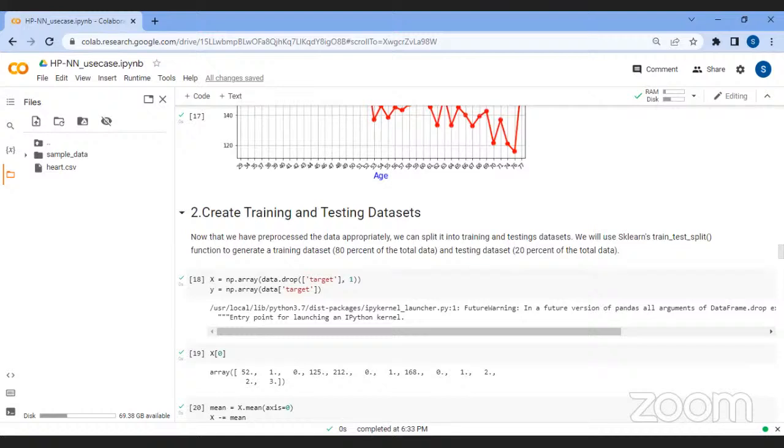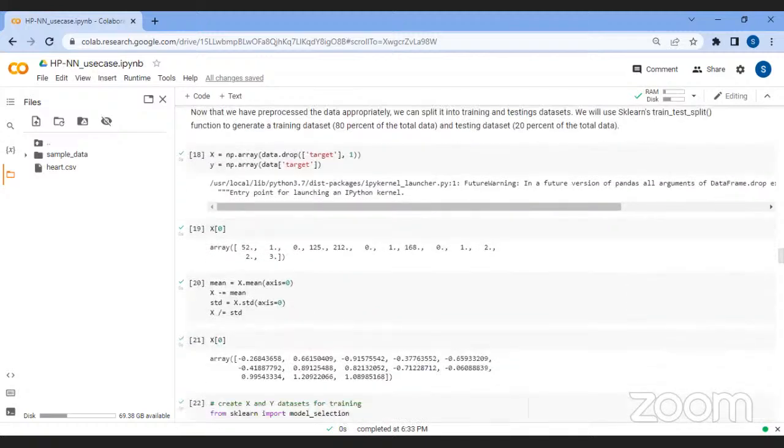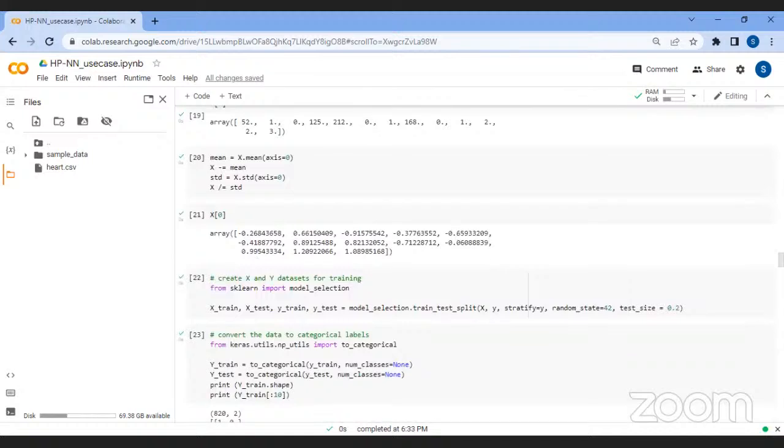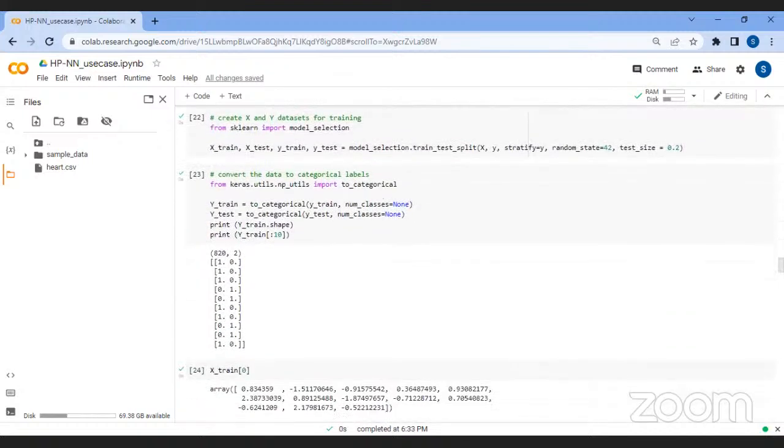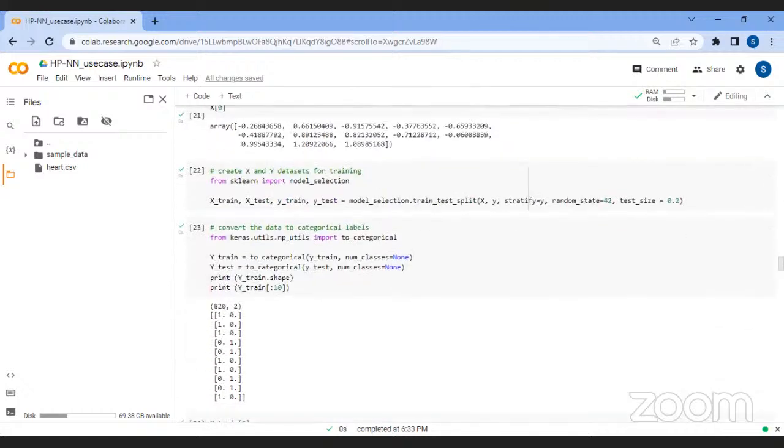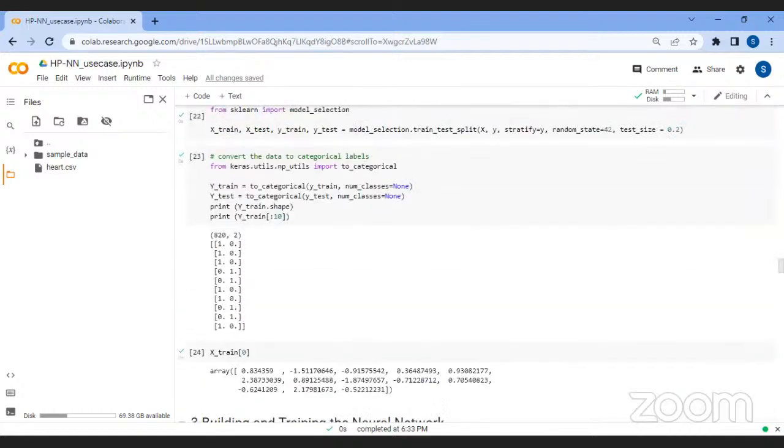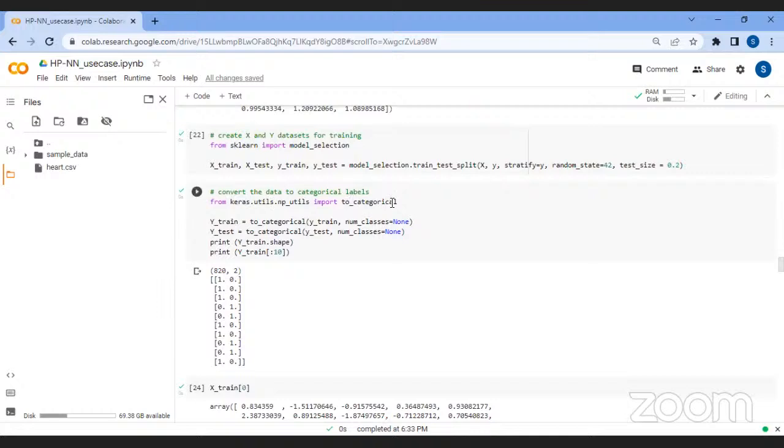Here we have taken the training and testing data sets. We have taken 80% of the total data as the training data set and 20% of the data as the testing data set. In this process, we have tried to do the analysis for the categorical process and binary model also. So here we have converted some data to categorical labels.